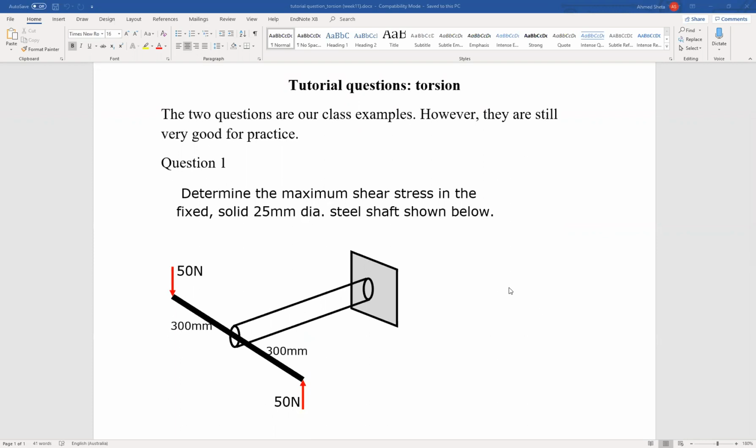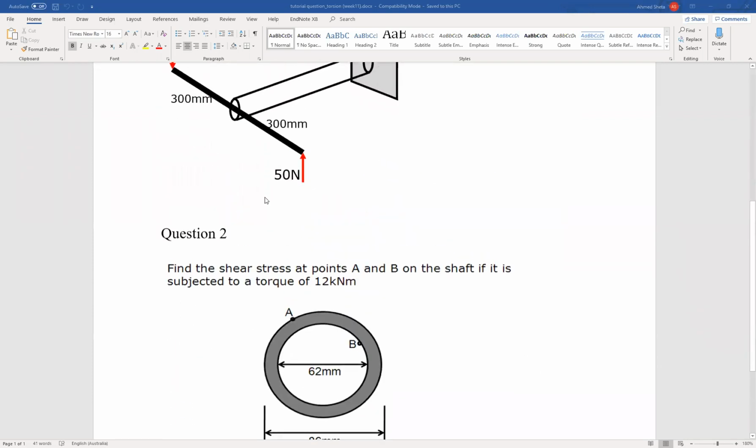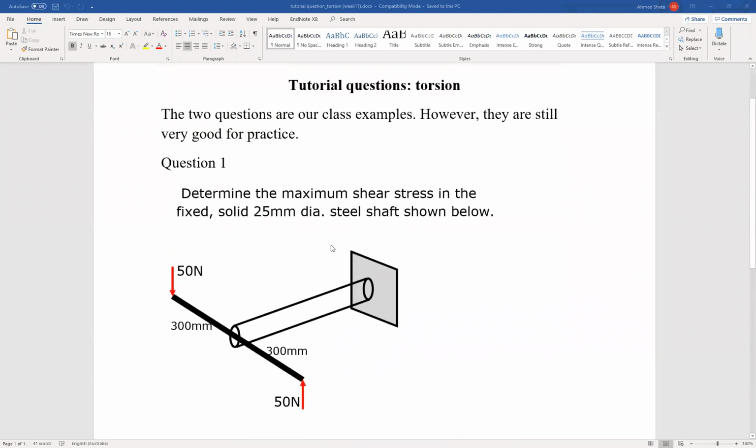Okay, so now this is the second part of our class today, the torsion. And we have two questions as well for torsion. The first question is we have a rod or a bar, and we have another bar welded to it, perpendicular to it, and we have two applied loads, 50 and 50 Newton, located at 300 millimeter from the other rod.